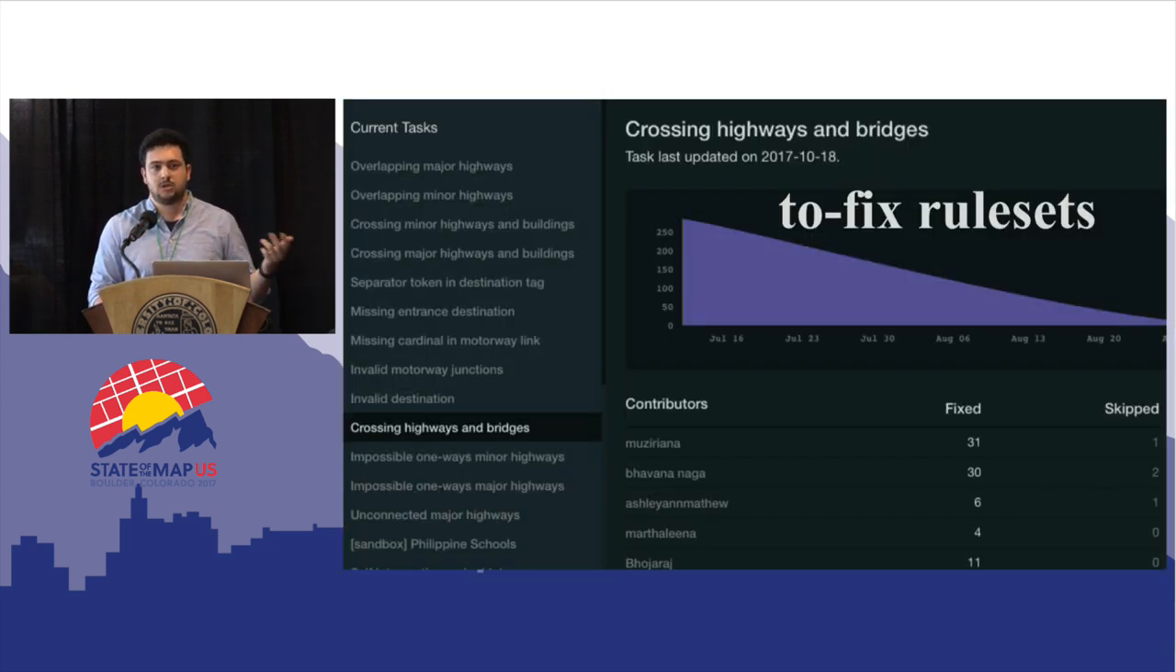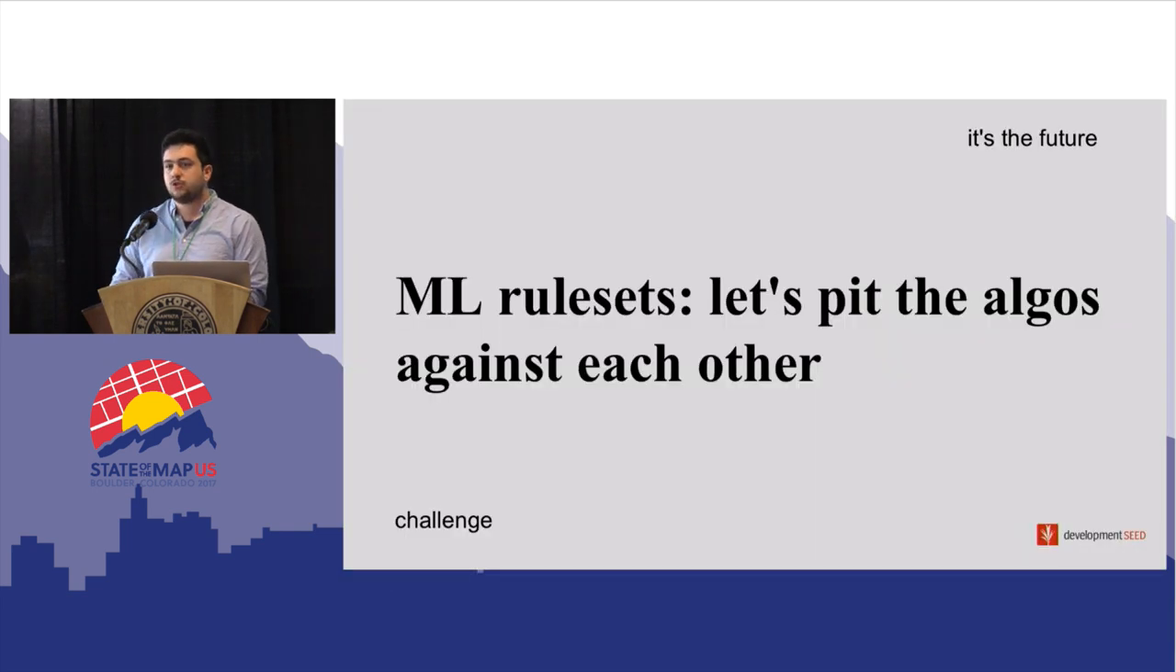TwoFix is also by Mapbox. It looks at feature level problems like roads across buildings. And maybe in the future, we can look at machine learning algorithms that detect how humans are mapping and create rule sets for them to detect these errors early on. And then we can have machines pit against each other. And I guess that'll be fun.